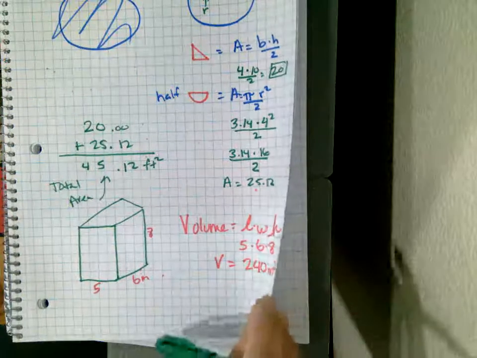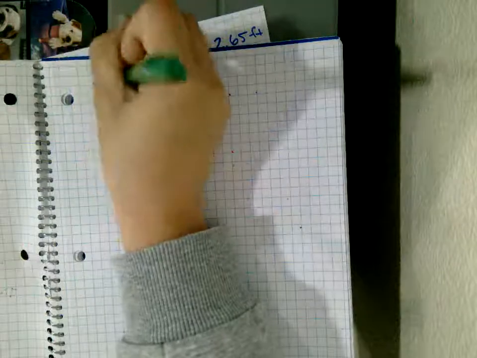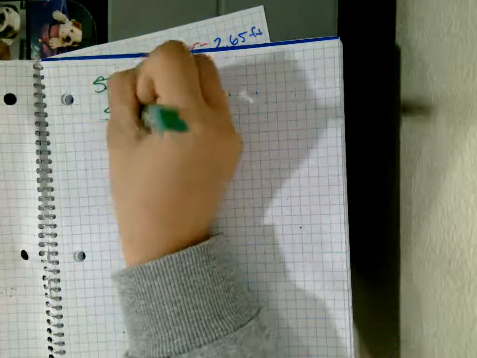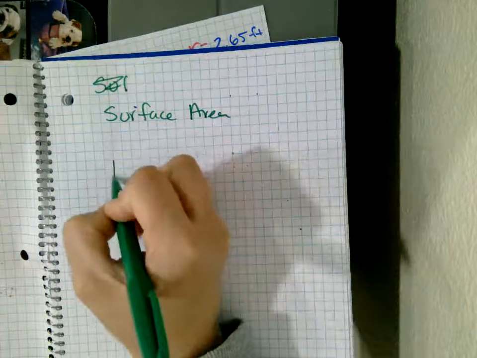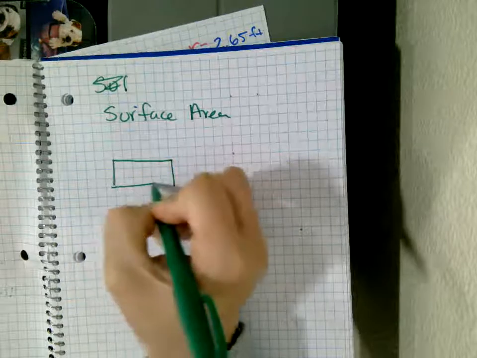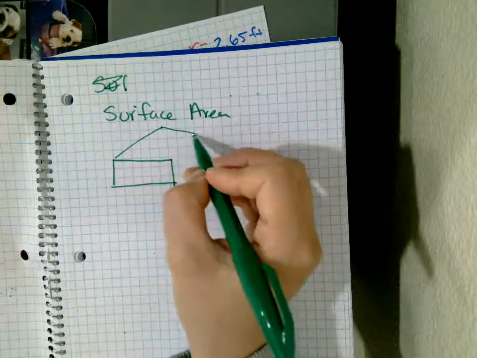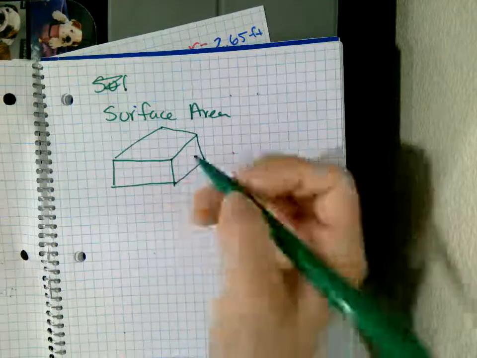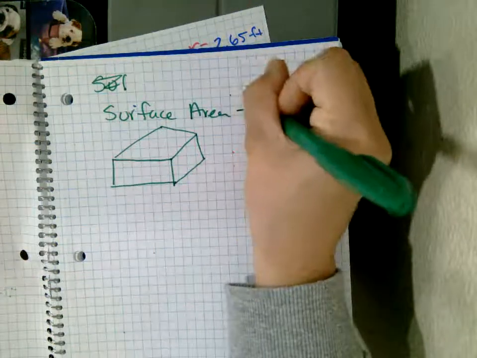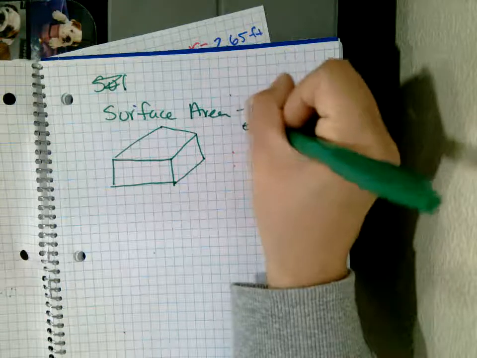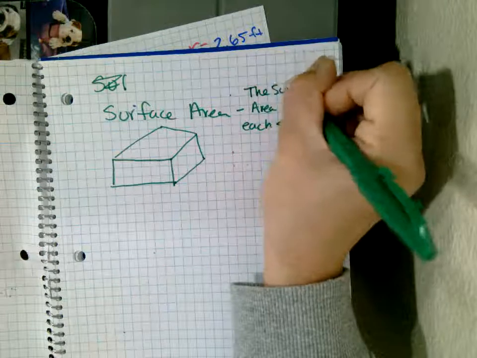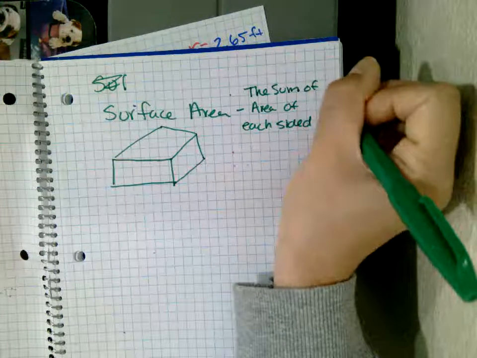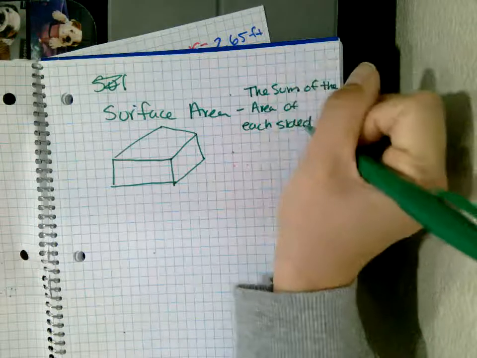Something else I have not taught you, but I will after, you can watch the video. It is called surface area. Surface area is dealing with, again, three-dimensional figures. And I'll show you how to draw these when we have more time. So surface area is the sum of the area of each side.